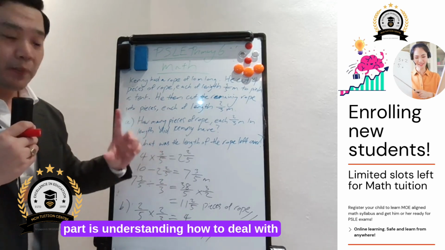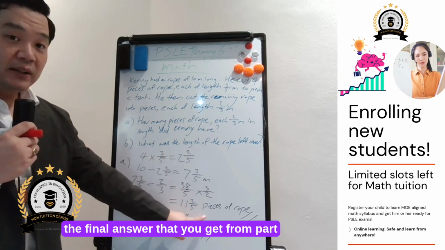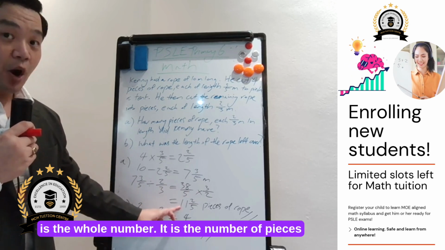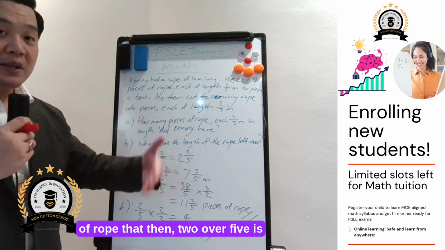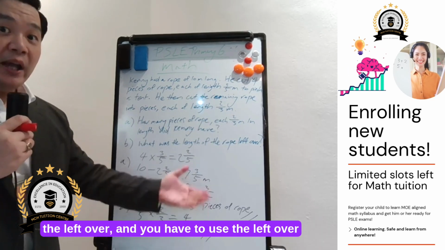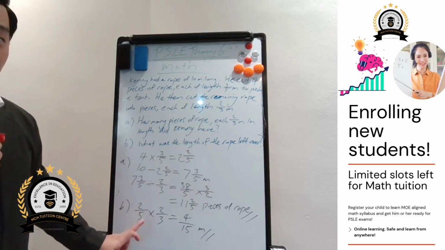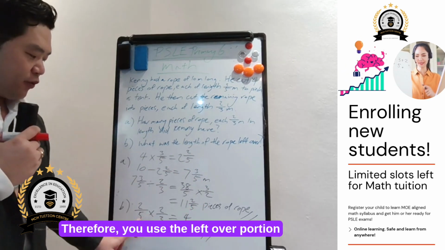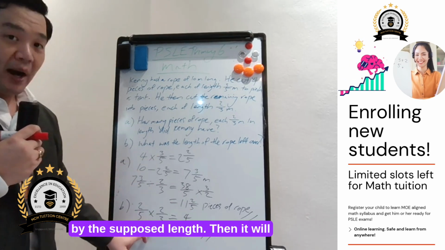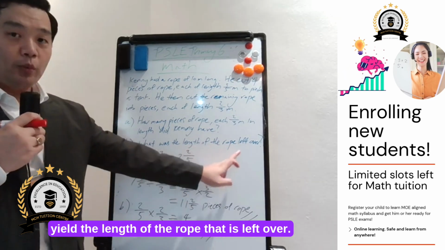So the most important part is understanding how to deal with the final answer that you get from part A. That is 11. 11 is the whole number. It is the number of pieces of rope. Then 2 over 5 is the leftover, and you have to use the leftover to find out the leftover length. Therefore, you use the leftover portion of the rope multiplied by the supposed length, then it will yield the length of the rope that is left.